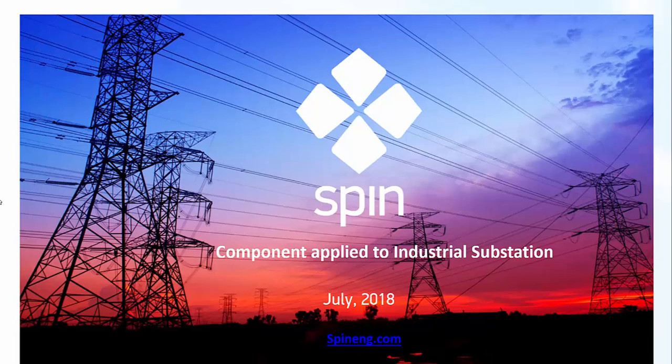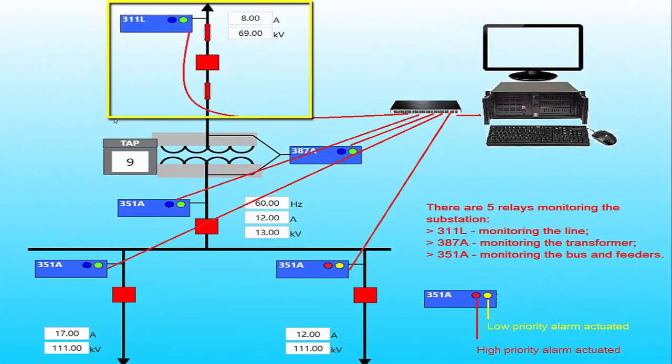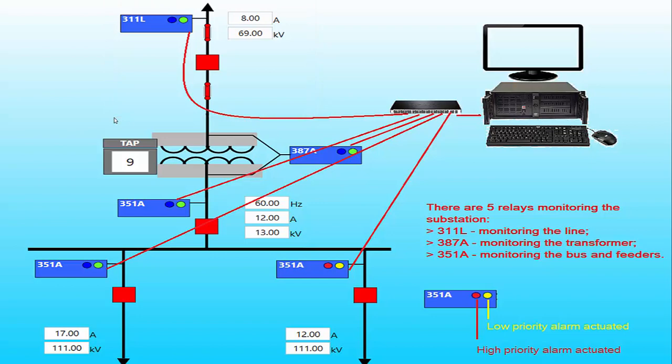In this video, using lean automation, we will show the use of a component made to be used in the generation of SCADA systems, to monitor industrial substations. An application with one line, LT1, relay 311 liter, one transformer, TR1, relay 387A, one bus, bus 1, relay 351A, and two feeders, FD1 and FD2, relay 351A, will be generated.